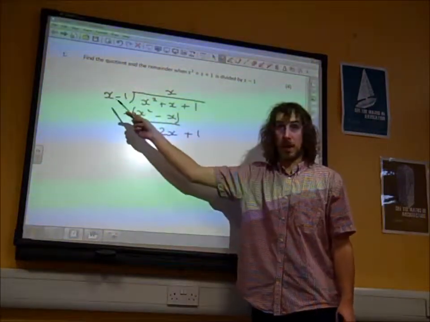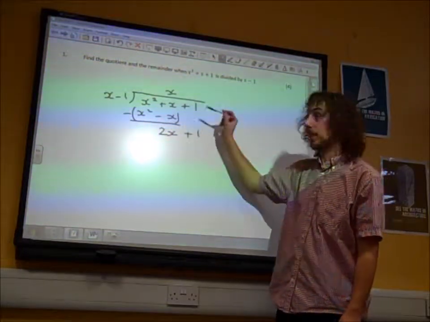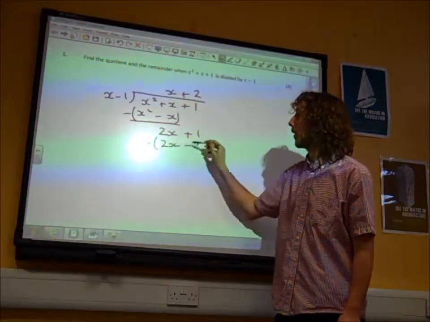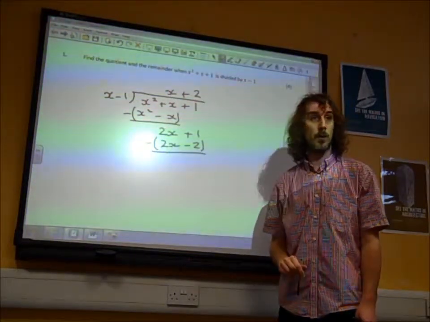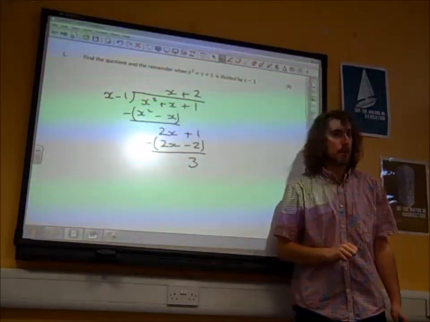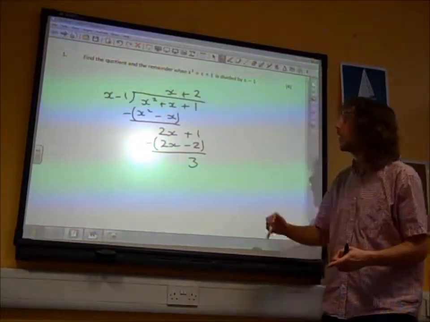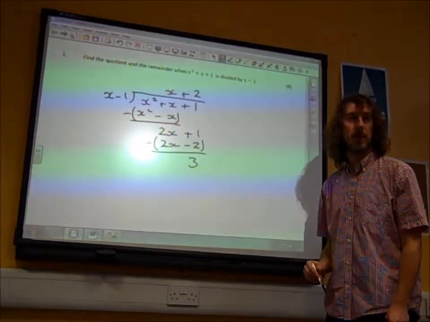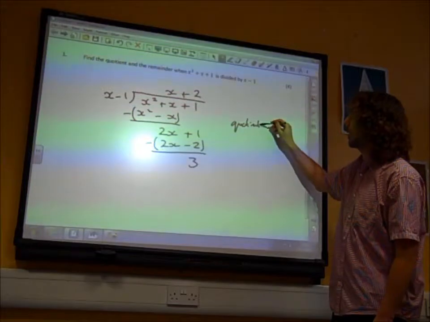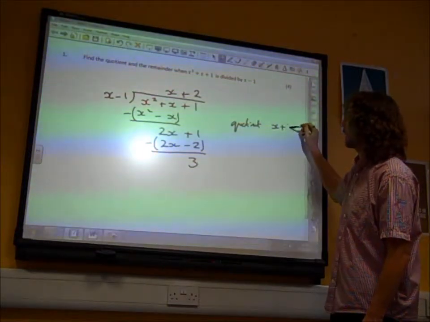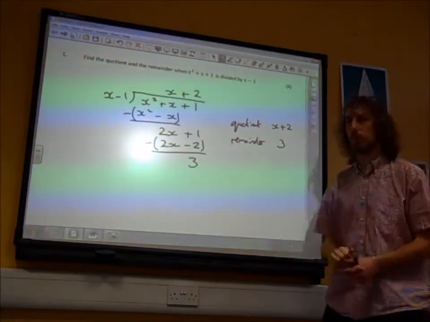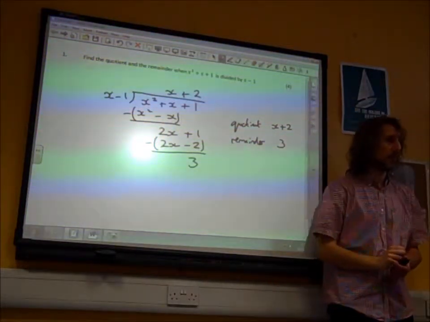What do you multiply x by to get 2x? The answer is 2. Do that multiplication, and then subtract to finish off. 1 minus negative 2 would be 3. And because the question said find the quotient and remainder, we're going to make really clear what our answers are, and we're going to write that the quotient is x plus 2, and the remainder is 3. And they are the answers to that.